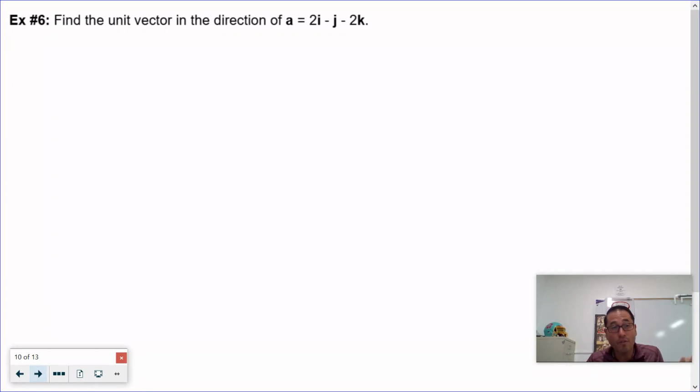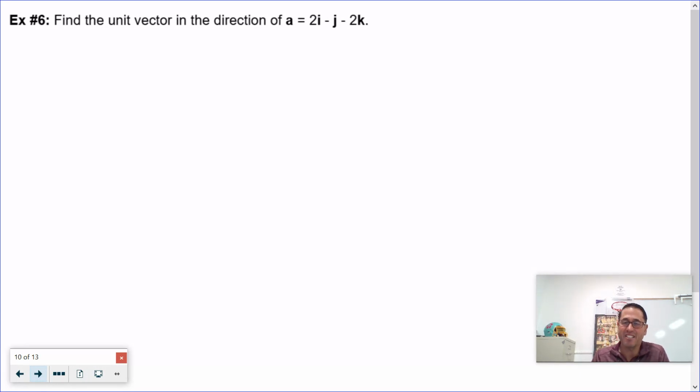Can you do it on your own? Find the unit vector in the direction of A. So I want that vector's unit vector. Your job is to hit pause right now. And whenever you find the unit vector, it's called normalizing your vector. So I want you to normalize this vector here. What would you do? Hit pause and see if you can do it. Unpause it. Here we go.